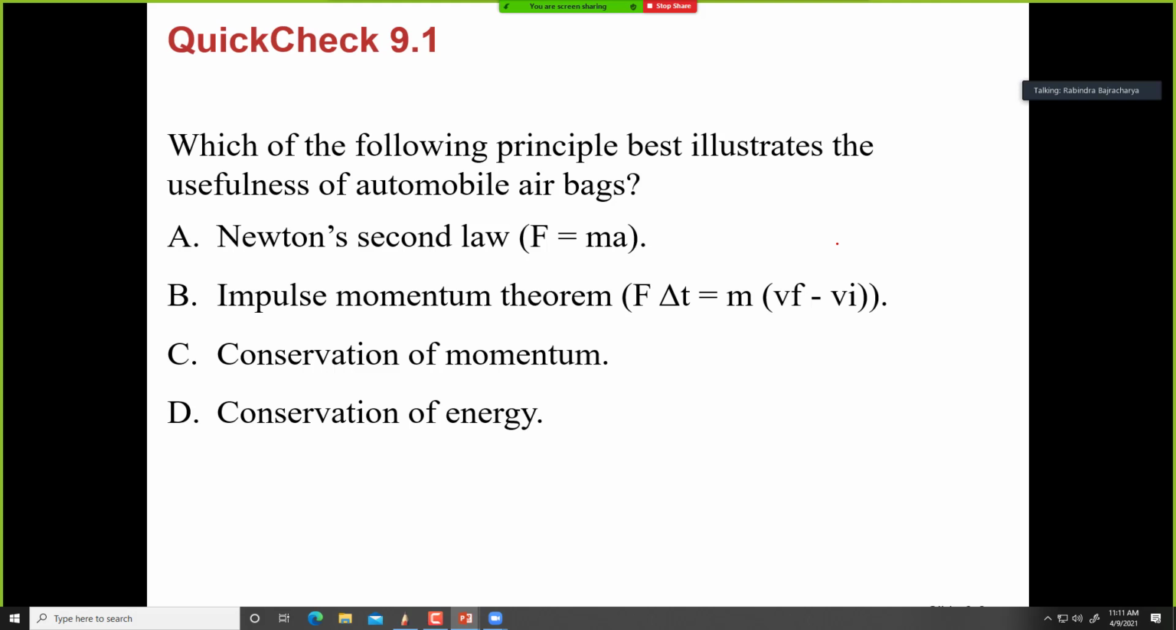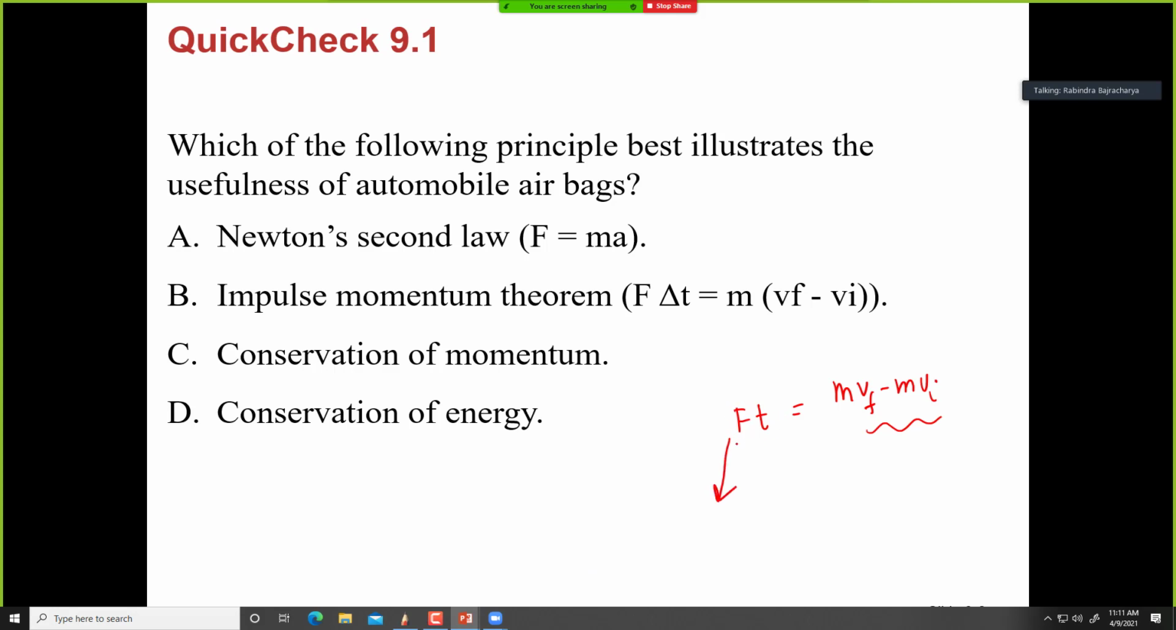The concept behind using an airbag is to decrease the impact force, and we talked about this last time. How can you decrease the impact force? You can decrease the impact force by slowing down, or increasing time, right? Because stopping means you are changing the momentum. You're going from initial momentum to final momentum, and for that you need this impulse. And you can decrease this.